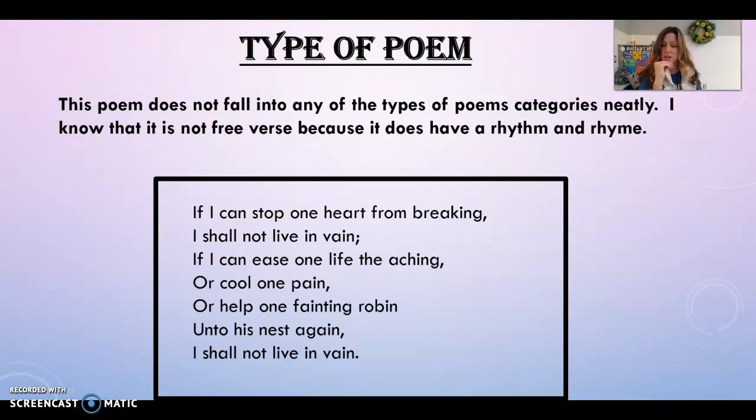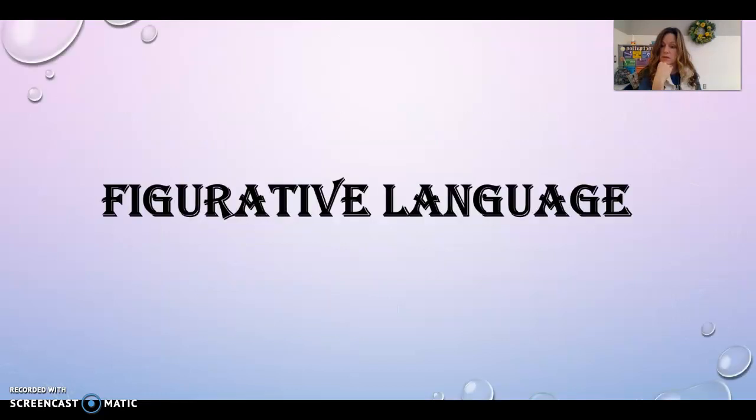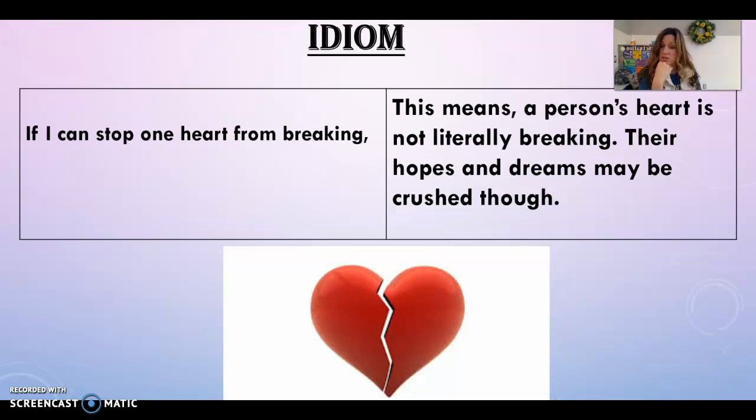Type of poem. Again, this one does not neatly fall into any of the types of poems categories. And it is not free verse because it has rhythm and it has rhyme, okay? So I just went ahead and posted the poem down there. Figurative language. There's not as much in this poem. There's an idiom, if I can stop one heart from breaking. This means a person's heart's not literally breaking. Their hopes and dreams may be crushed though, okay?